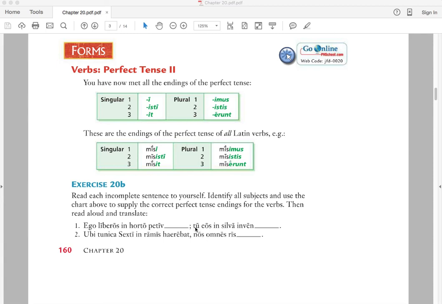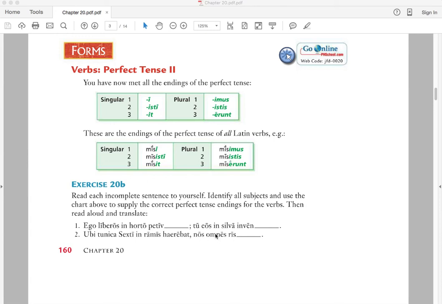So back to the problem here. Tu eos in silva invenisti. Tu invenisti. Ego petivi. Tu invenisti. Number two: ubi tunica Sexti in ramis haerebat, nos omnes what? This roughly says, when Sextus's tunic was sticking in the branches, we all laughed. Not we all laugh, not we all were laughing, but we all laughed. So we is the subject, nos omnes, we all.